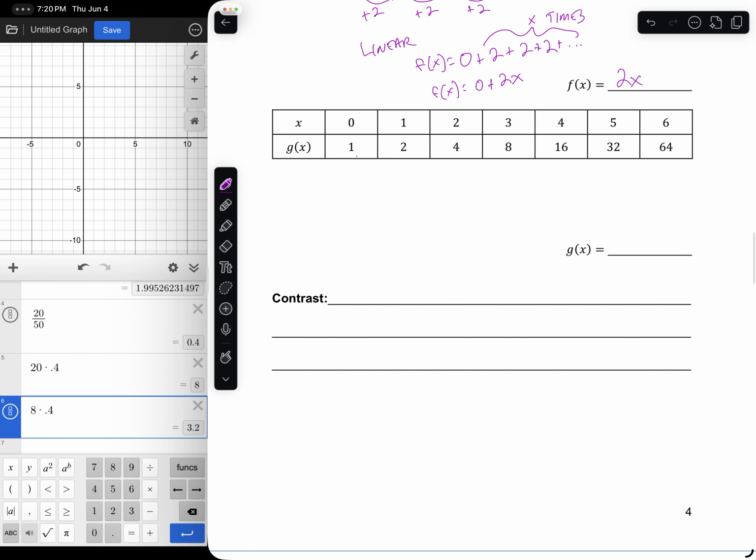For this table, it looks like I add 1, but then here I add 2. Then I would add 4. Okay, it's not a line. So maybe I multiply by something. It looks like I multiply by 2, and then I multiply by 2, and then I multiply by 2, and then I multiply by 2. So this one is exponential.